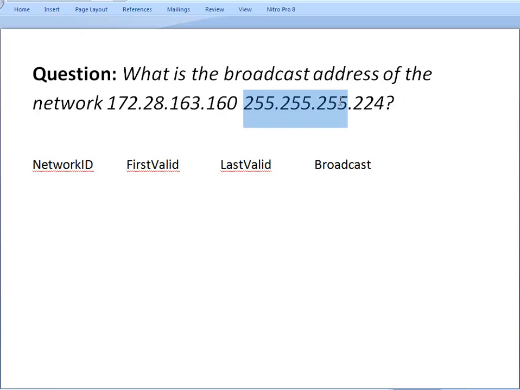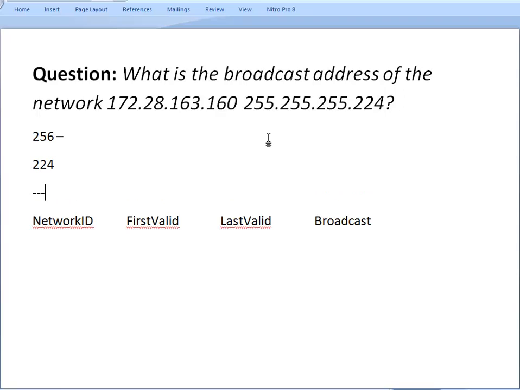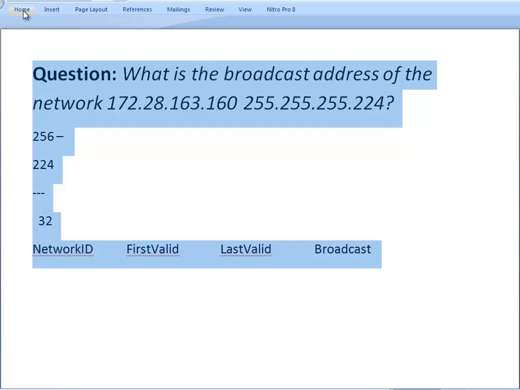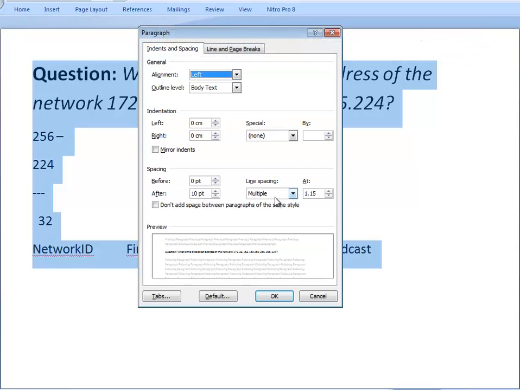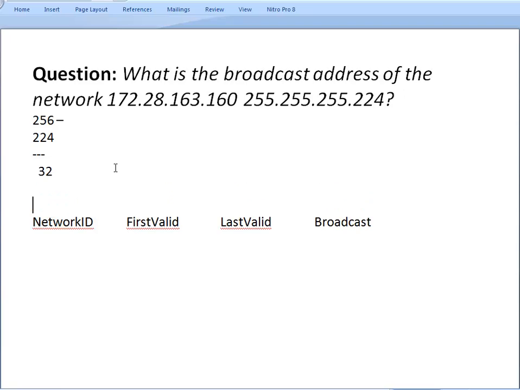Now, they already did this for us, so we know these are the boring octets and this is the interesting octet. So what we have to do is find out the magic number: 256 combinations minus our interesting octet, which is 224. That gives us 256 minus 224 is 32. Now we know the increments are 32 on the fourth octet.